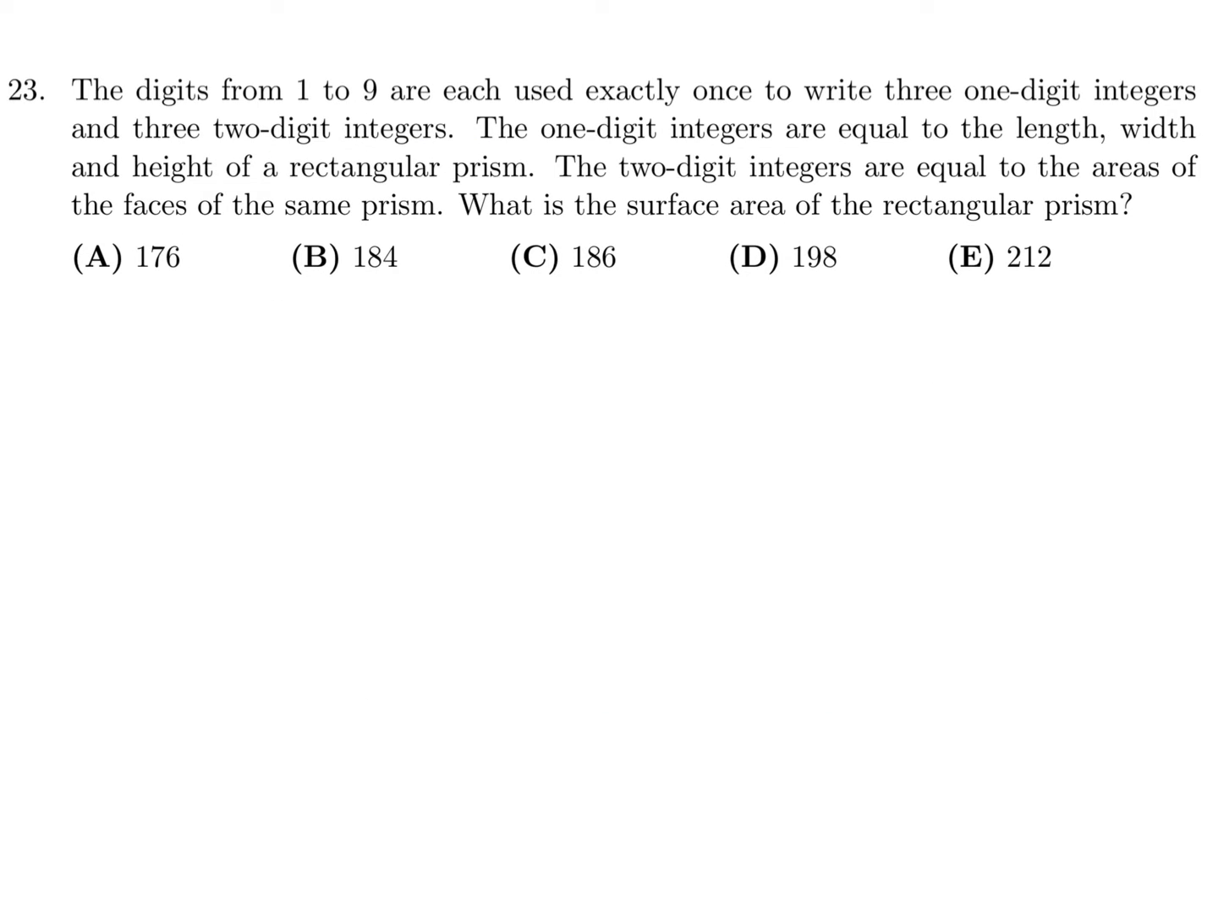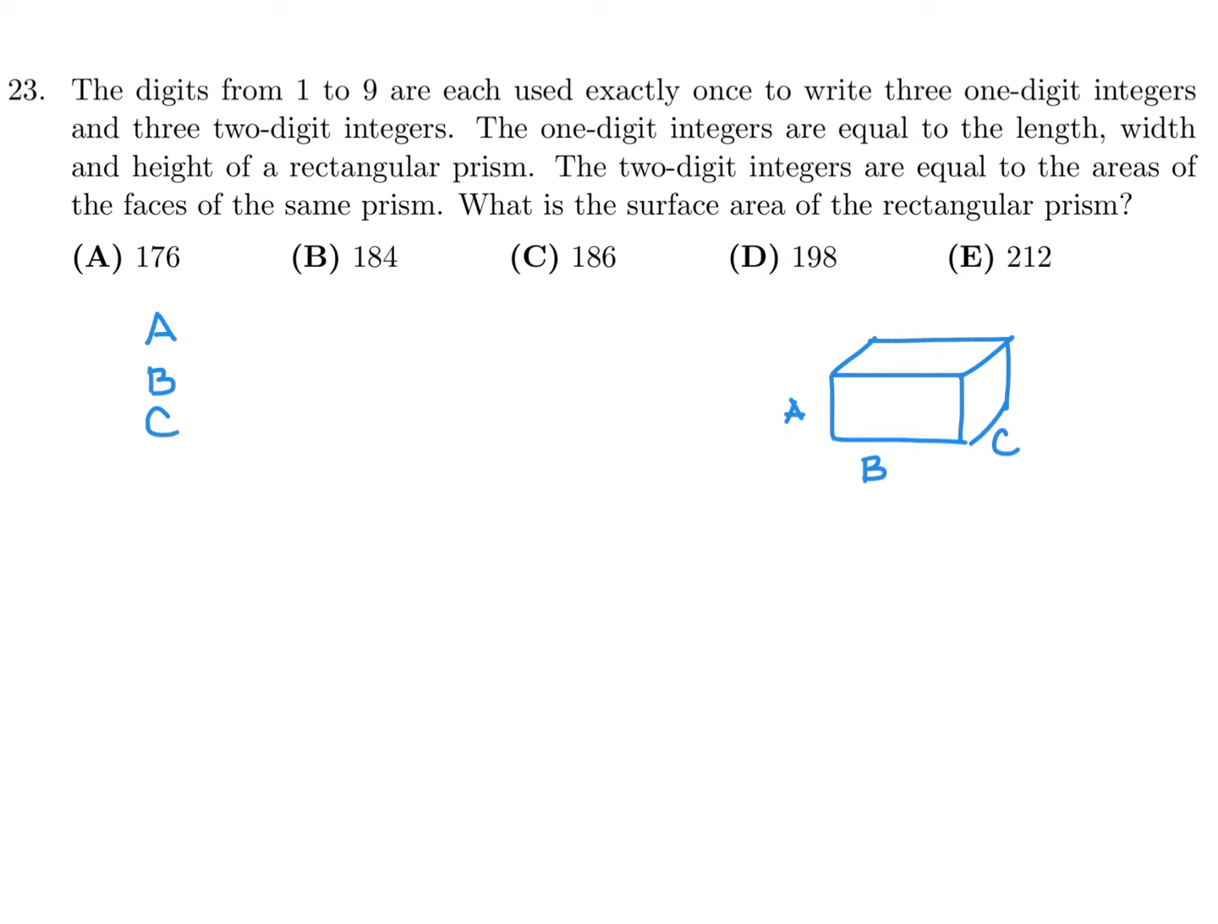The digits 1 through 9 are each used exactly once to write the 3 one-digit integers and 3 two-digit integers. The one-digit integers are equal to the length, width, and height of a rectangular prism. The two-digit integers are equal to the areas of the faces of the same prism. What is the surface area of the rectangular prism? We have some rectangular prism, and I'll just call them A, B, C, as the length, width, and height.